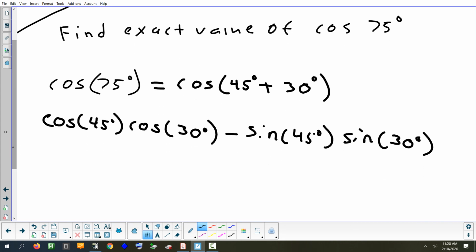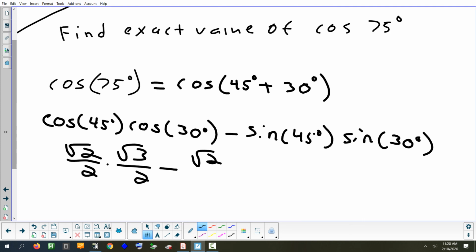All right, let's go through, see if we can remember these. What was the cosine of 45? Square root of 2 over 2. How about the cosine of 30? Square root of 3 over 2. The sine of 45? Square root of 2 over 2. And the sine of 30 is 1/2.